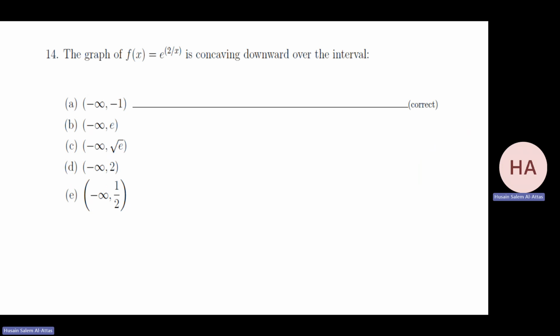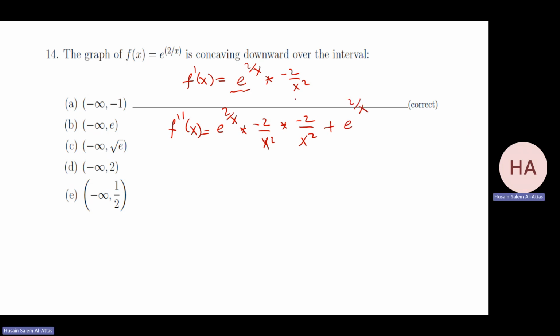The graph of this function assume curves down over the interval. So we'll find f prime. We have e to the 2 over x times minus 2 over x squared. Let me do it with the product rule now. f double prime will be e to the 2 over x times minus 2 over x squared, this is only the derivative of this, times this again, plus e to the 2 over x times the derivative of this, which is 4 over x cubed.